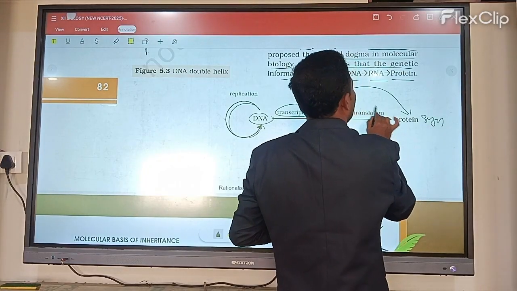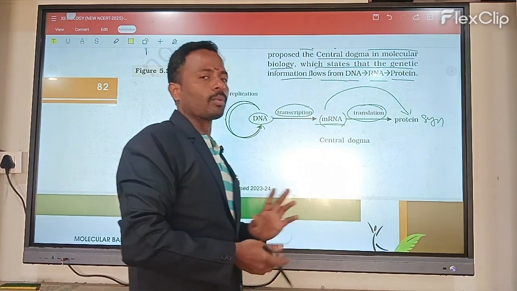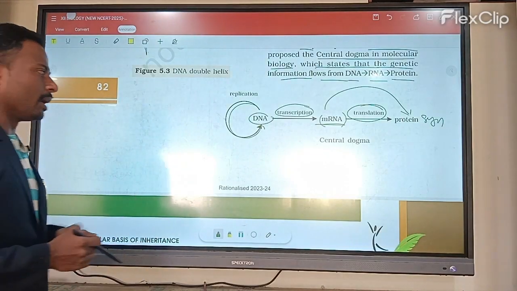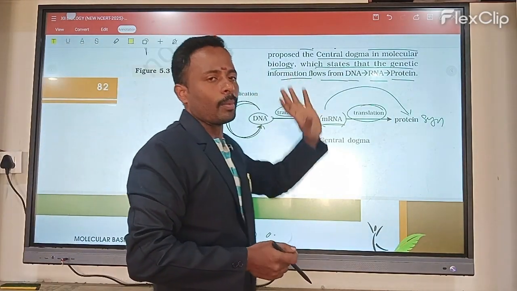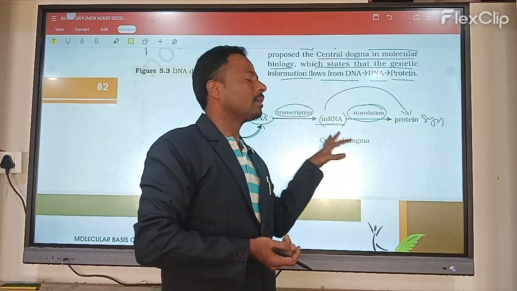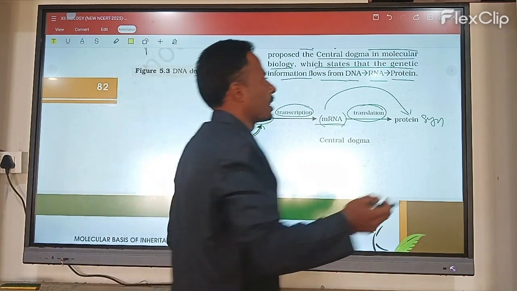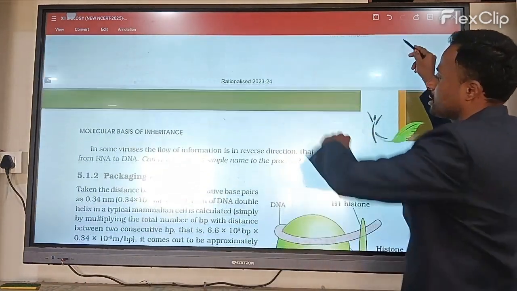This is called what? It is the translation process. Completely the translation process. Okay, this is called the central dogma of molecular biology. Okay, it is the transcription process. See, some organisms show reverse transcription also.